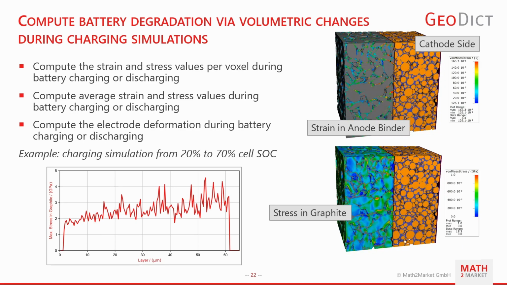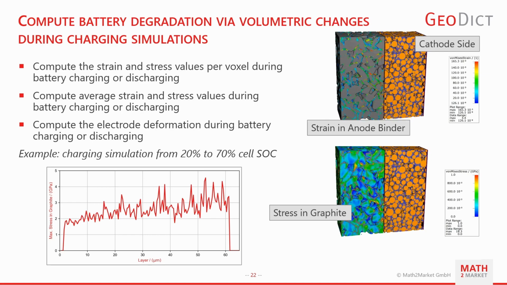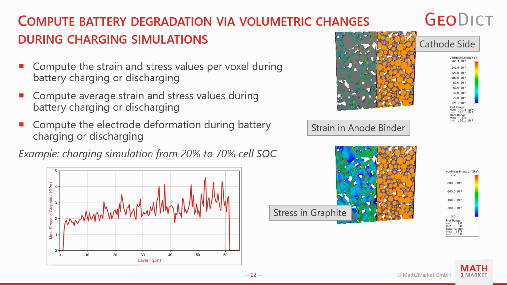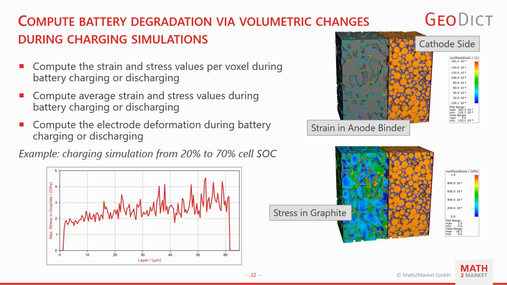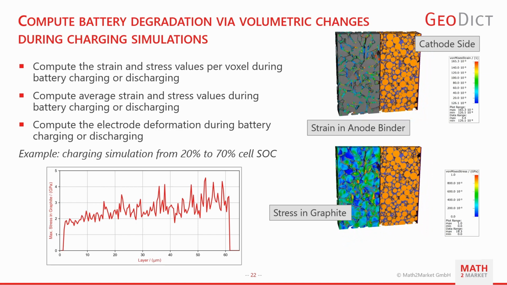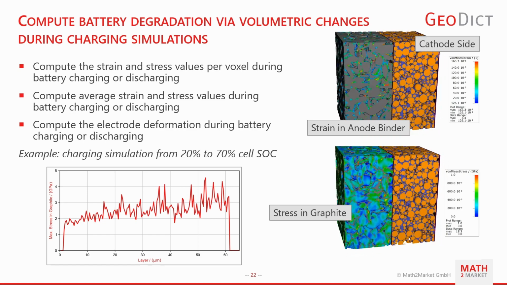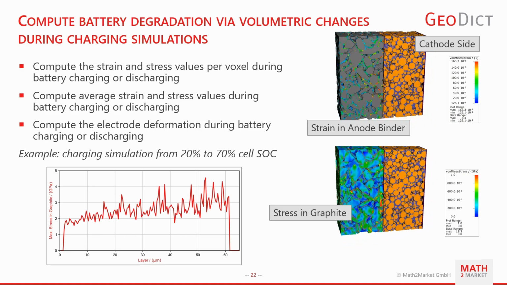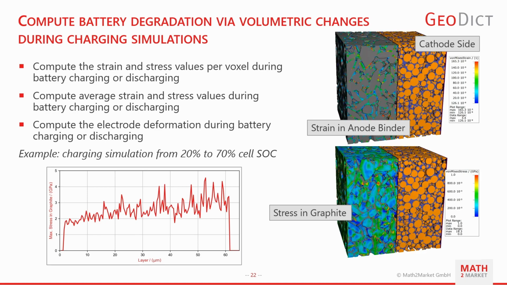One needs to specify the mechanical properties of all constituent materials and the material expansion due to changing lithium concentration in the materials. The results, shown here for the charging simulation from the previous slide, are the information of strain and stress per voxel for a given state of charge. This is shown on the right for strain in the binder and stress in the anode active material graphite for 70% state of charge. It is also possible to compute, for example, the layer-wise maximal von Mises stress in graphite, as shown in the plot at the bottom of the slide.